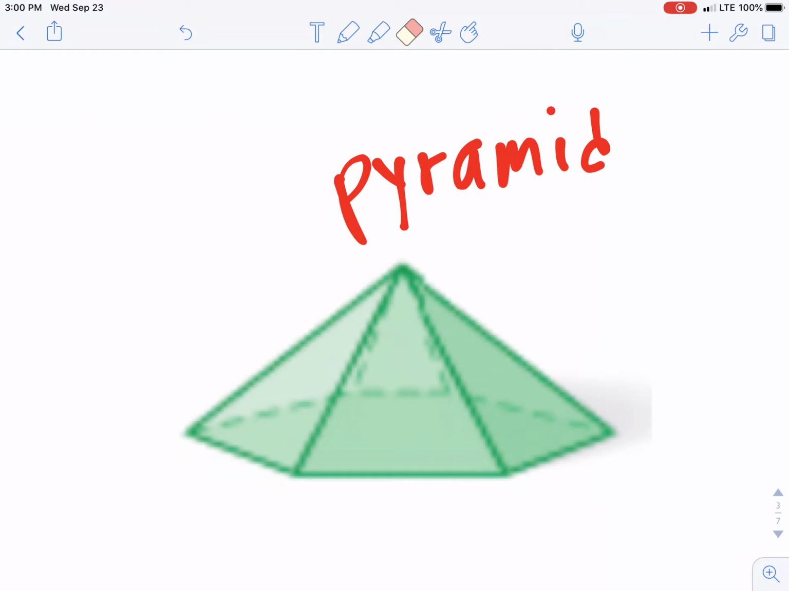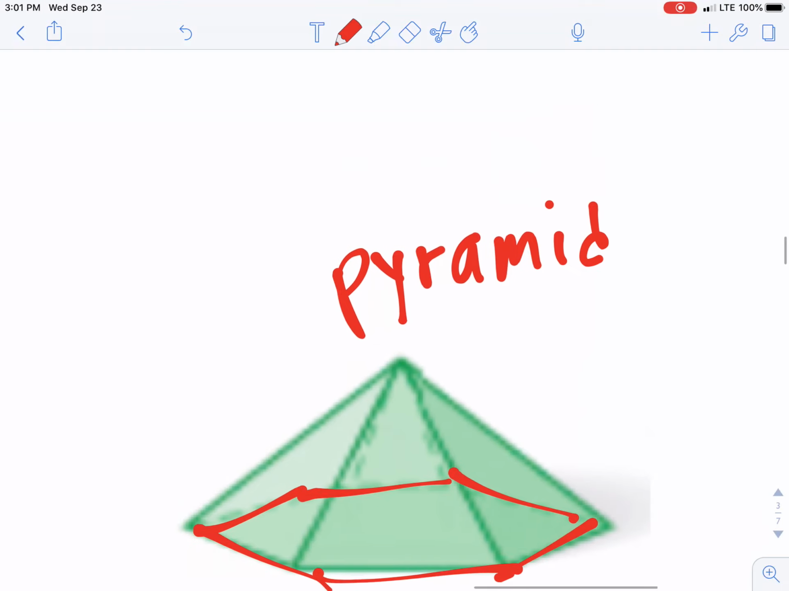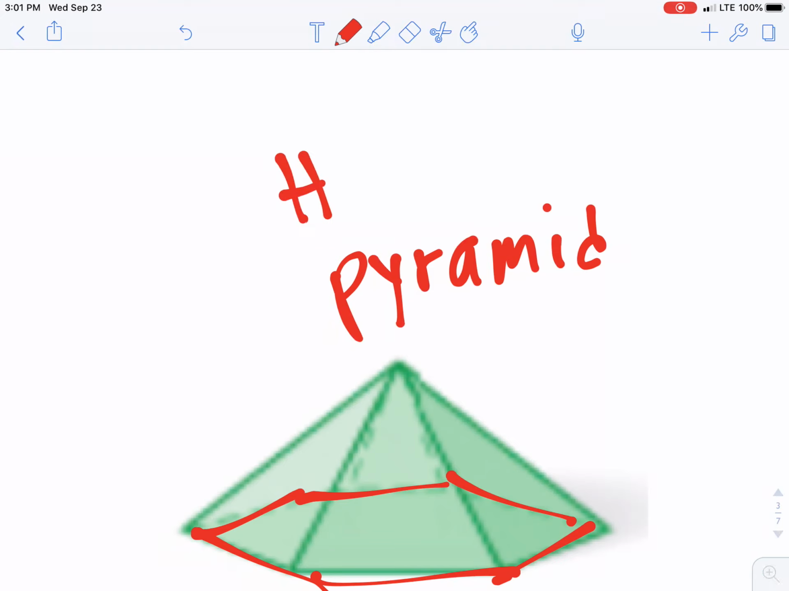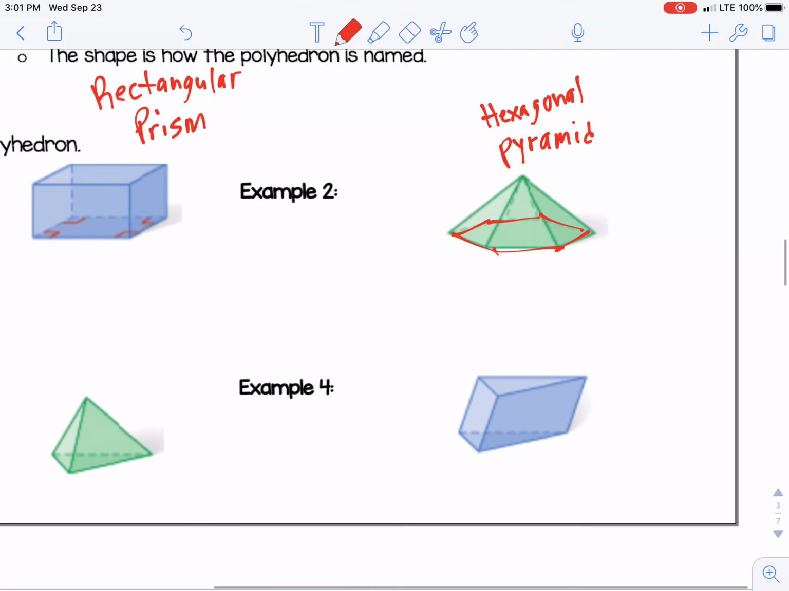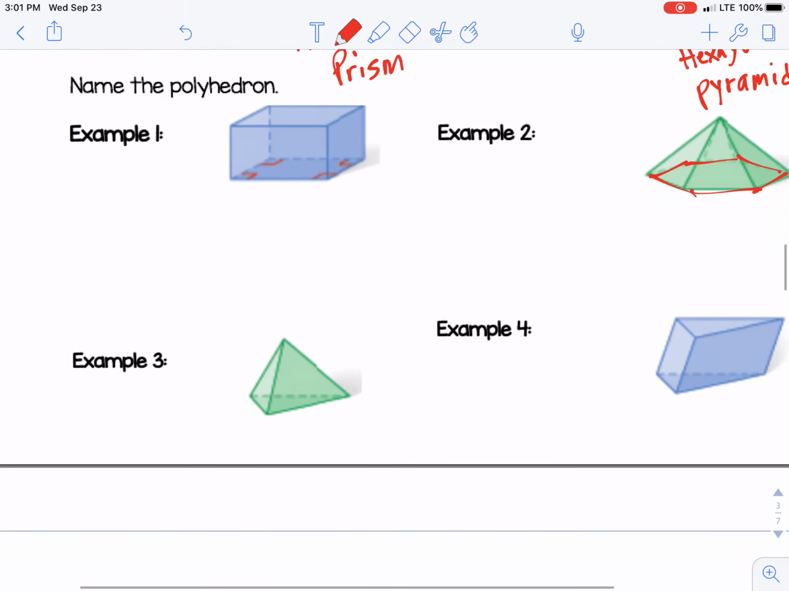All right, now we have to find out the base. Well, the base, there's only one of them. 1, 2, 3, 4, 5, 6. A 6-sided figure is called a hexagon. So we call that a hexagonal pyramid. The base goes first. The 3D shape, or the prism, pyramid, cylinder, cone, comes second. Hexagonal pyramid. All right, you guys try these examples 3 and 4 on your own.